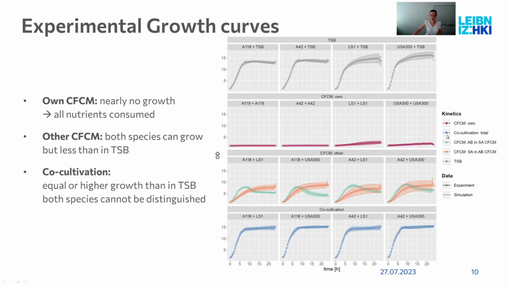And finally, we can also have a look at the growth curves in the co-cultivation. We see that we have equal or even higher growth than in the TSB medium, but here we cannot distinguish both species separately; this is just the overall growth that we can measure. And now our aim was to develop a model in order to fit these growth curves and to quantitatively compare the growth rates of these species, and also to predict the subpopulations of both species in these co-cultivation experiments.